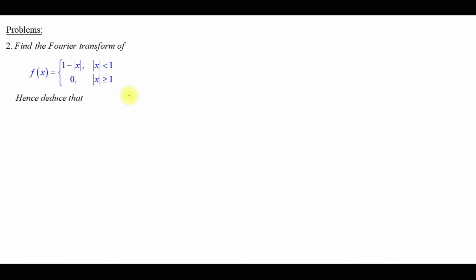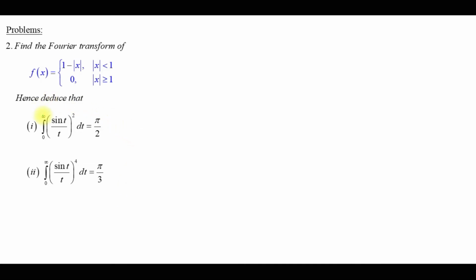Problems. Problem number 2. Find the Fourier transform of f of x equal to 1 minus mod x when mod x is less than 1, 0 when mod x is greater than or equal to 1. Using this result, deduce that first one, integral 0 to infinity of sin t by t whole square dt equals pi by 2. Next result, integral 0 to infinity of sin t divided by t whole power 4 dt equals pi by 3.